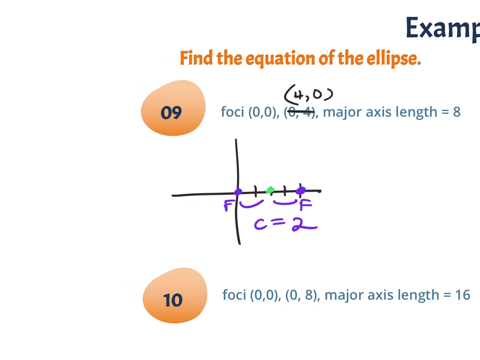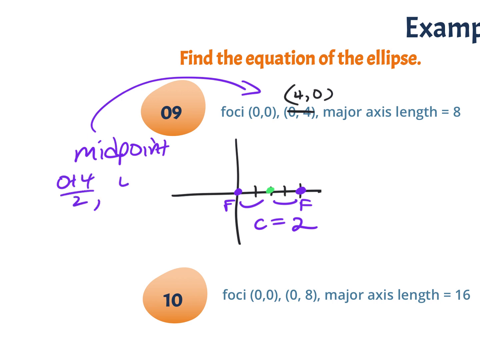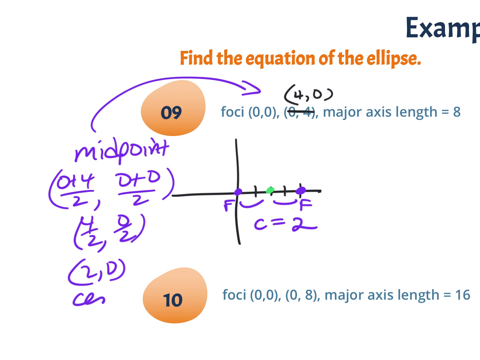Another way would have been to calculate the midpoint using these 2 points. So 0 plus 4 divided by 2, 0 plus 0 divided by 2, 4 over 2, 0 over 2, 2, 0. This is your center point. And the C value, again, we saw it was 2 spaces away. So C squared is 4.